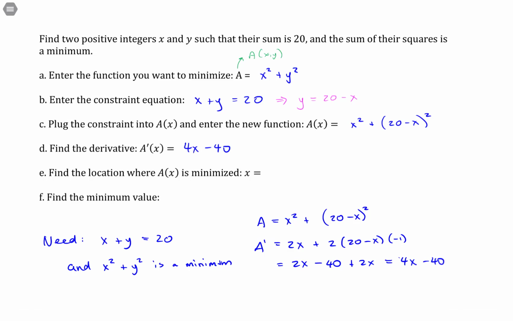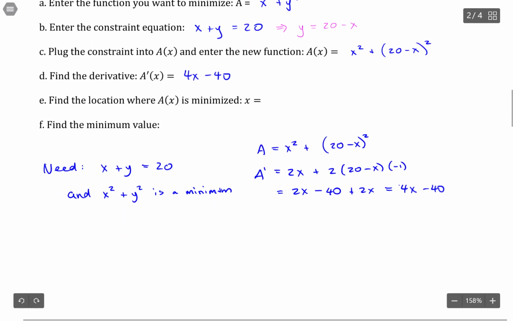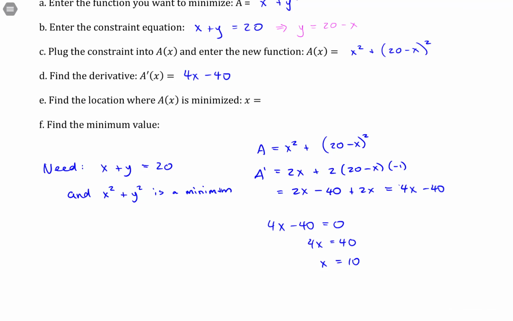Find the location where A of x is minimized. Okay, so A of x is going to be minimized whenever its first derivative is 0. So if I take 4x minus 40, set that equal to 0 and solve, then 4x equals 40, or x equals 10. And the thing about that is I'm not guaranteed that that's a minimum and not necessarily a maximum.